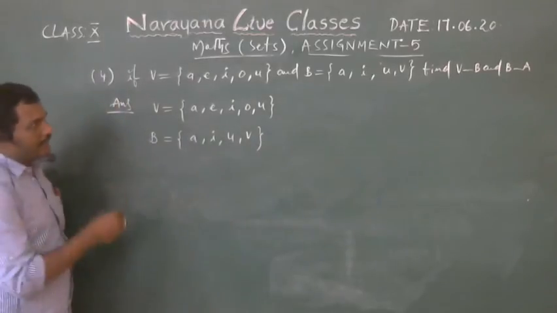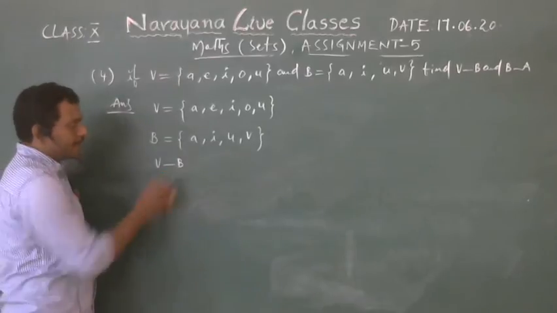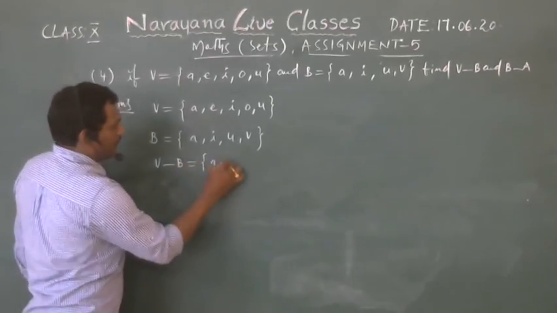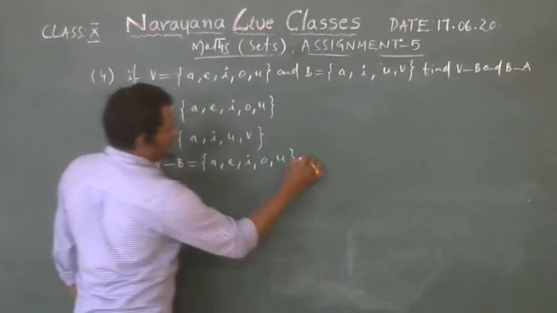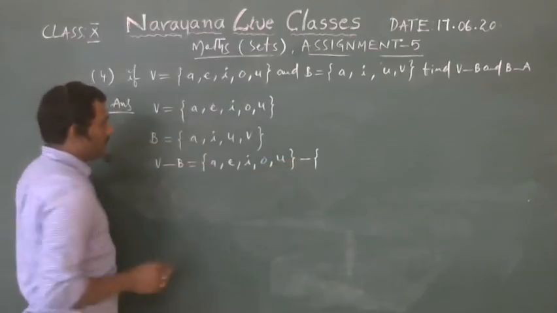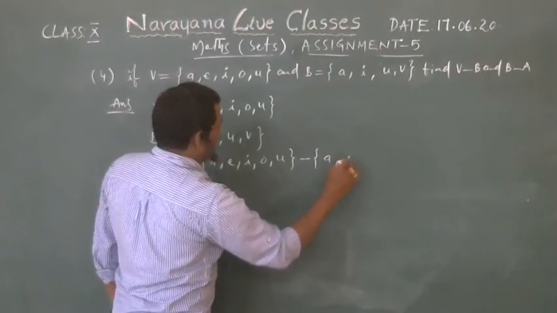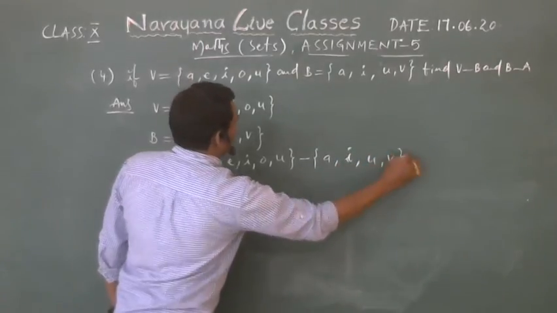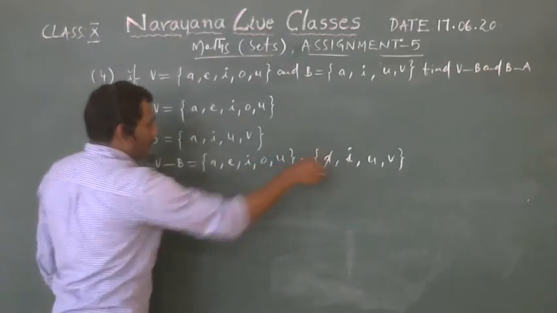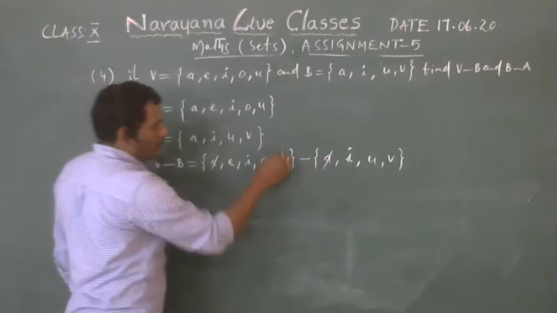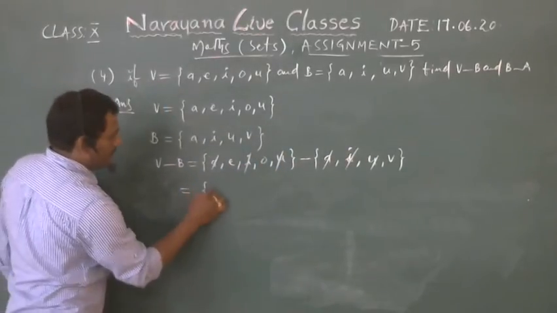So now first you will find V minus B. Its elements of V that do not belong to B. {A, E, I, O, U} minus the set B, {A, I, U, V}. So now the common elements will be removed. First of all, A is a common element, U is a common element, I is a common element. So the remaining elements are E, O.